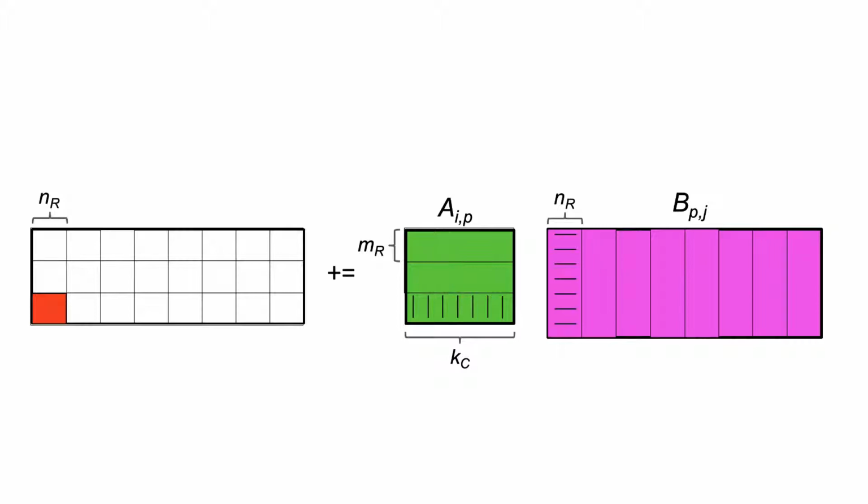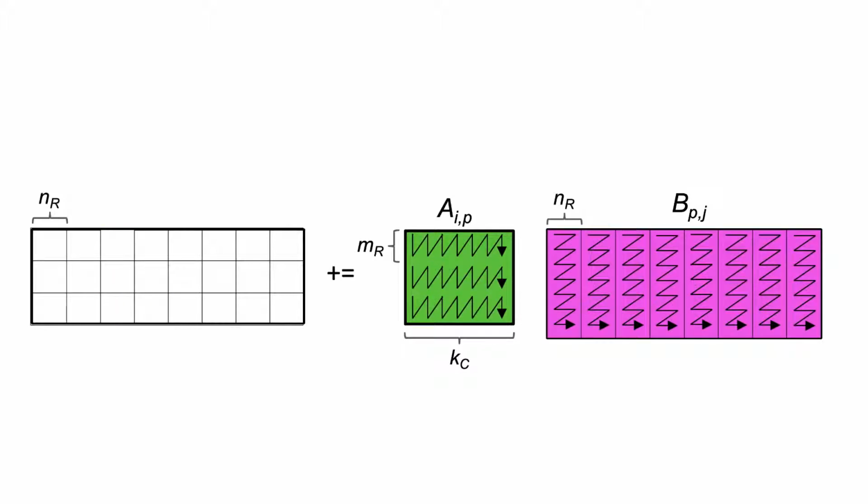And we go on. And then finally we move on to the next micropanel of B, and we compute again, and we keep doing that. And what you conclude from that is that the micropanels of A and the micropanels of B should be packed according to the pattern indicated right here. And importantly, the first element of a next micropanel should follow the last element of the previous micropanel.